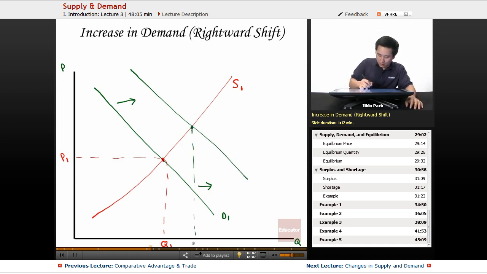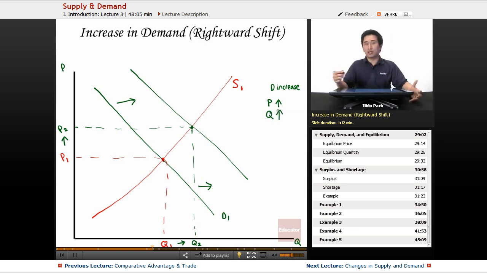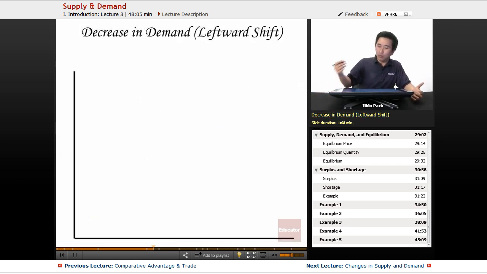What ends up happening is that you have an increase in quantity and you have an increase in price. So if there's a demand increase, then the equilibrium price goes up and the equilibrium quantity also goes up. So I think this is very straightforward. If something becomes more popular for whatever reason, or if there's an increase in income, then both the equilibrium price and quantity will increase.